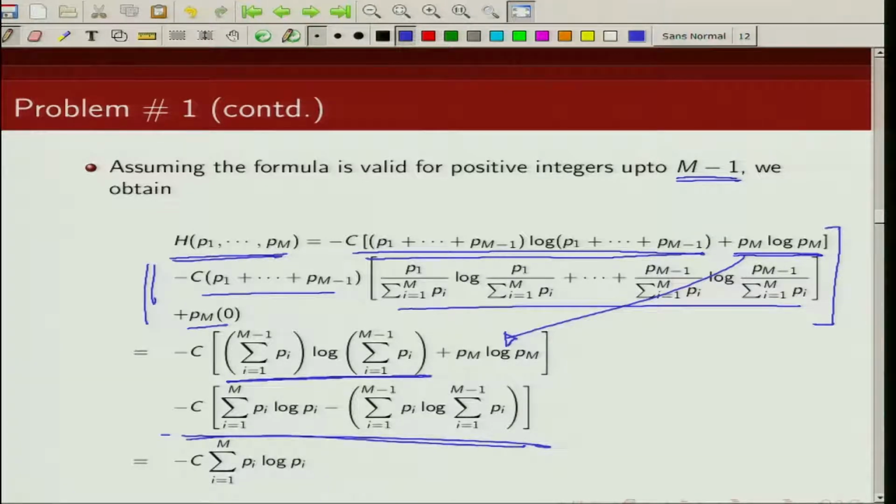You can verify this. Now if you look at this term, you can take this common out, this cancels. So what we have is minus c summation pi log pi, and this is pm log pm. So this becomes this. So what we have shown is entropy function basically satisfies the axioms of information measure.